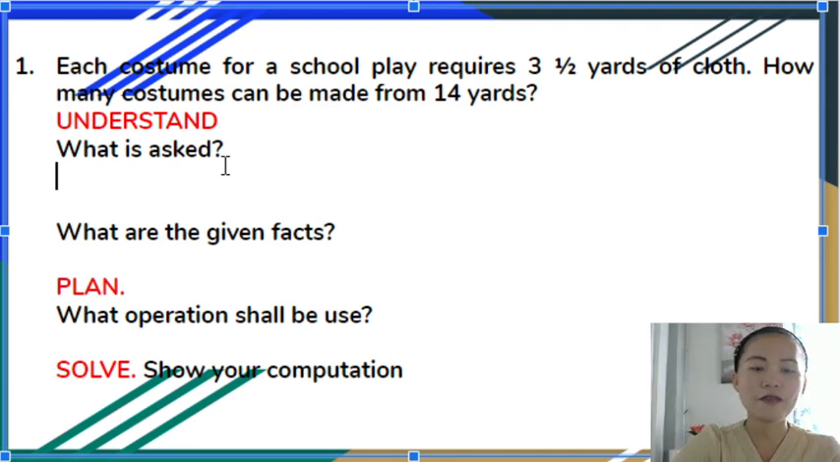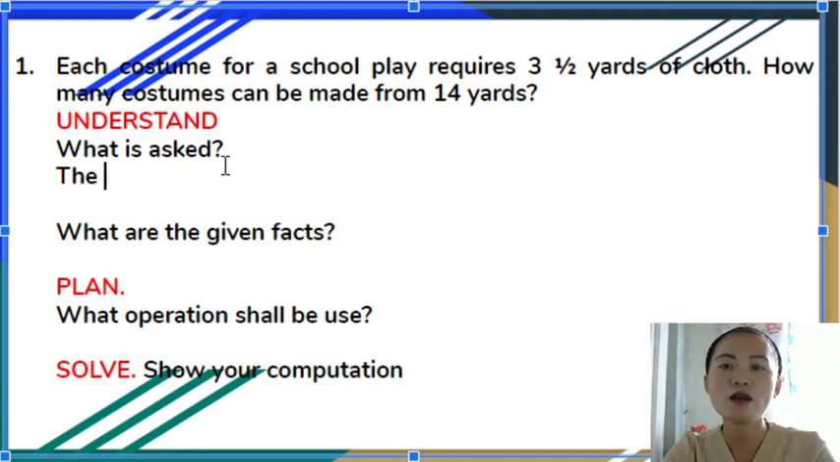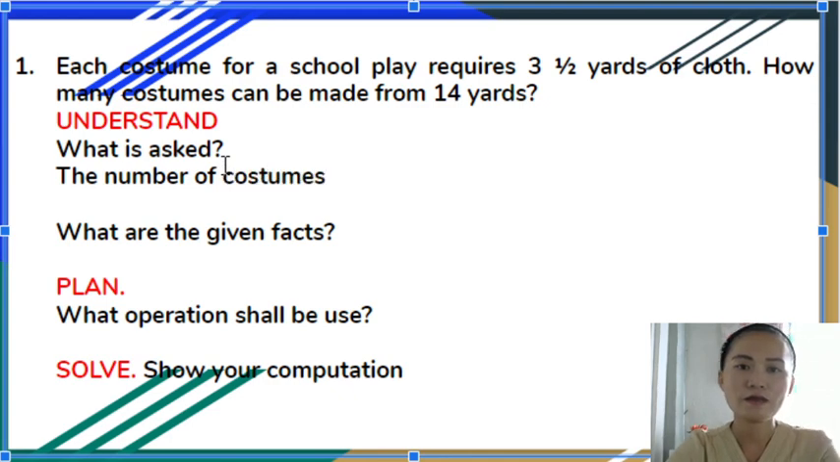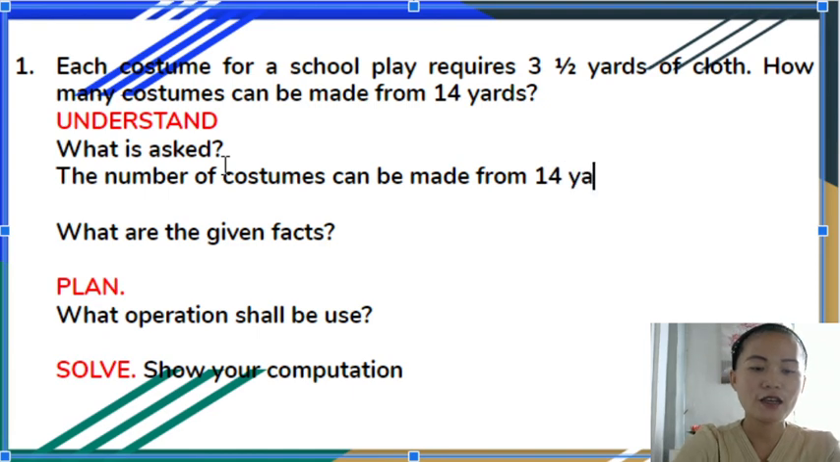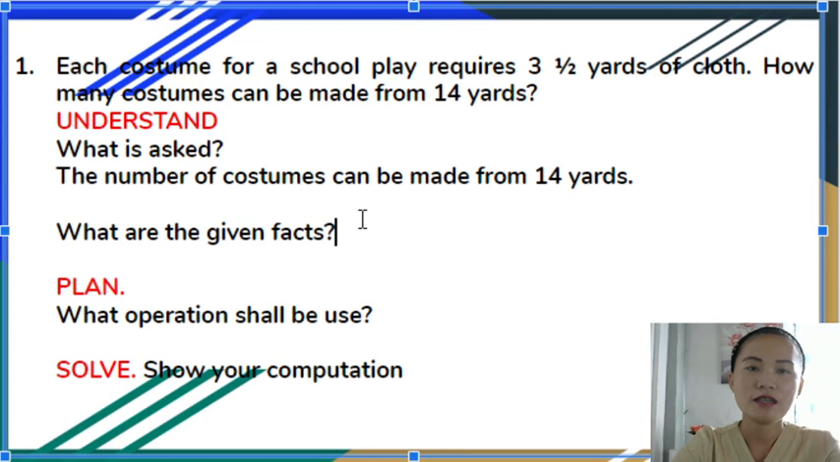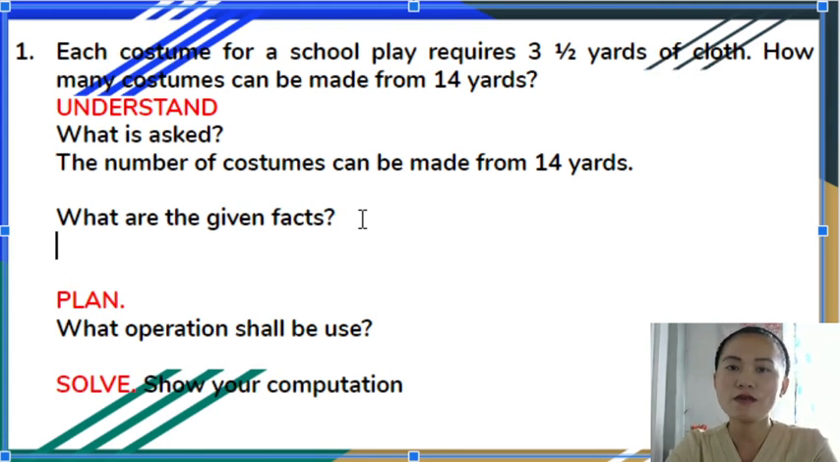So, let us rephrase that. Okay? From interrogative sentence, we're going to make that a declarative sentence. So, the number of costumes can be made from 14 yards. Okay, how about what are the given facts? Okay, so anyone, what are the given facts?